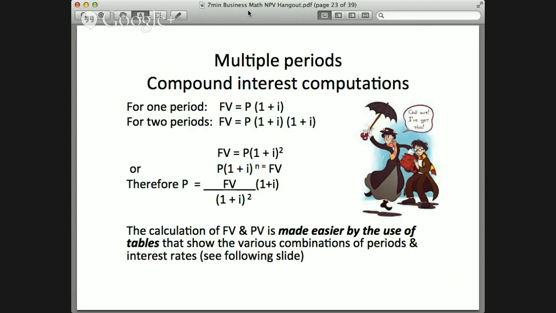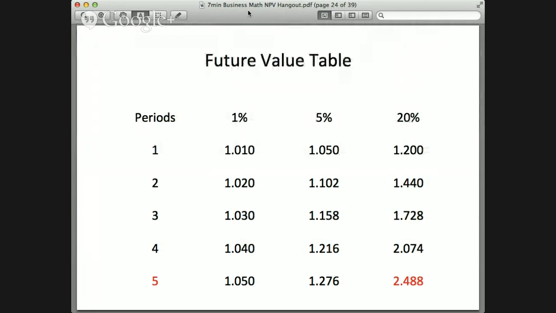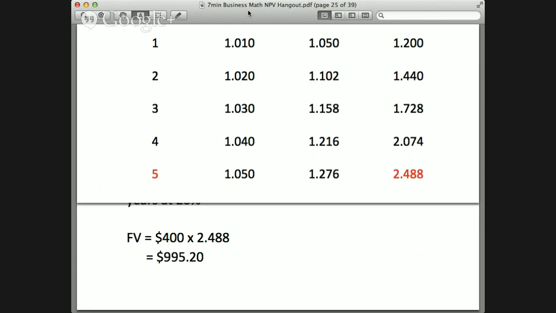Now we're going to use a table for this rather than try to work it out manually, because the tables are out there in the marketplace, easy for you to find. So let's look at the table. A future value table, I've given you here the period, which is usually years, 1, 2, 3, 4, 5 years, and the interest that you're going to earn over those periods, so 1%, 5%, 20%. In the example that follows, we're going to use a 5-year period and a 20% interest, so that the figure for the calculation is 2.488, and I'll show you now what that means.